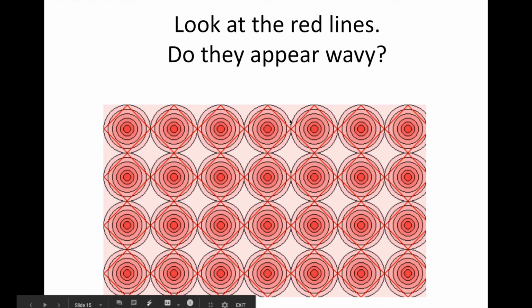Slide 15, look at the red lines. Do they appear wavy? So are they wavy? Yes or no? It's these lines here, the ones that are going through the grid. Slide 15, pause the video. Do they appear wavy? Yes or no?